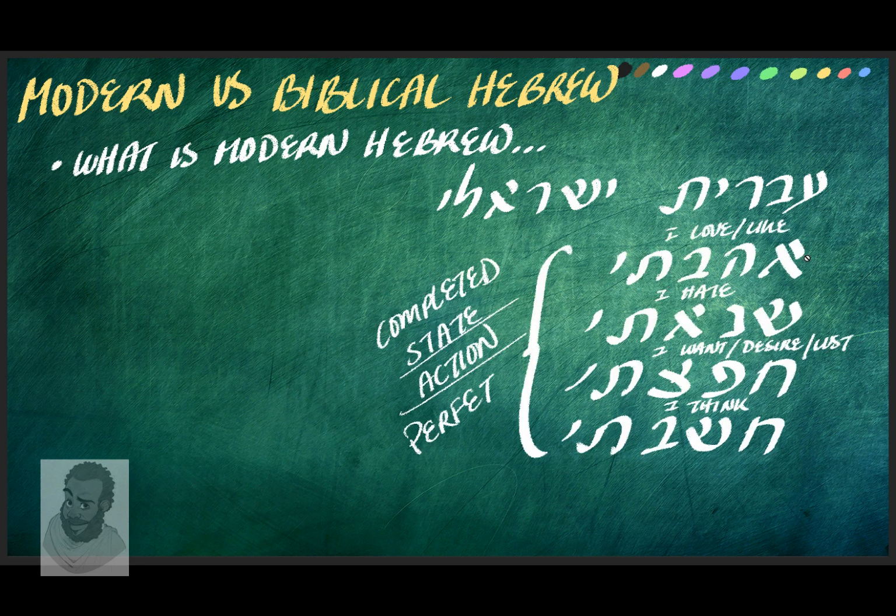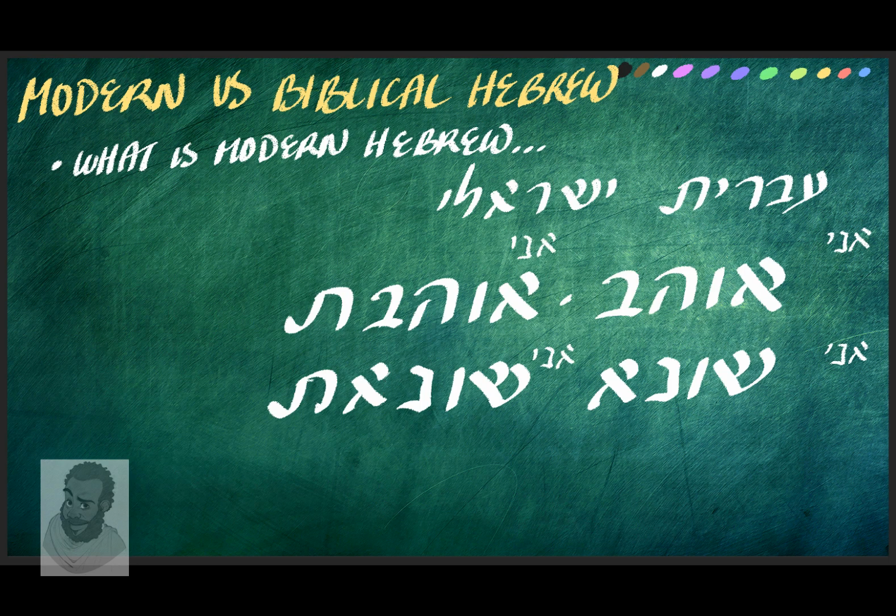So we'll get an example here. Ahavti, I love. Sanati, I hate. Chafasti, I want or desire. And chashavti, that is I think, right? So this is biblical Hebrew, how one would say that. Modern Hebrew, especially when you listen to certain love songs, would not be in this form unless it's old, like oldies.